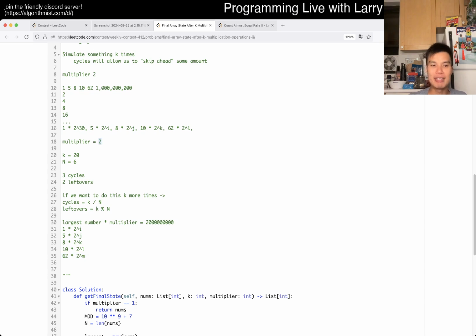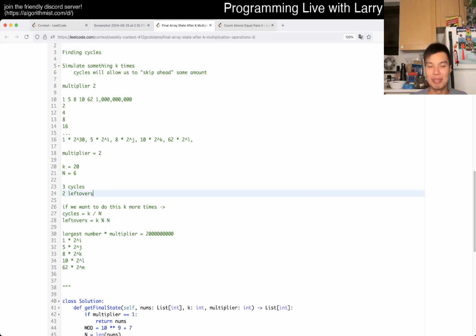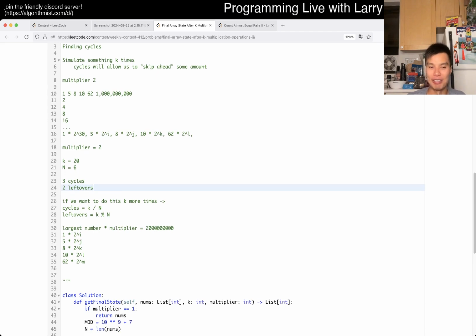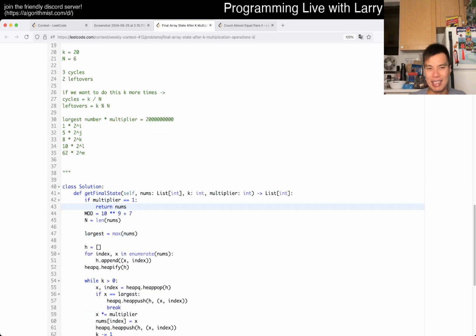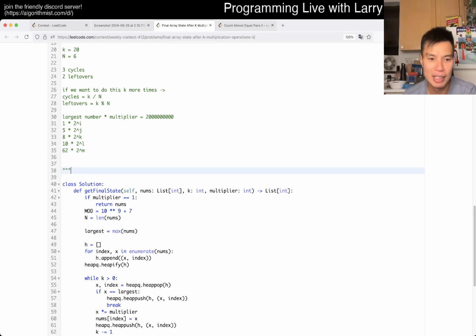Because if it's equal to 1, the truth is that it doesn't even matter, right? Because if the multiplier is equal to 1, no numbers are changing. So just return nums. That's a good base case. And then there's a mod at the end, but I think that's trivial. So now let's go over the code.